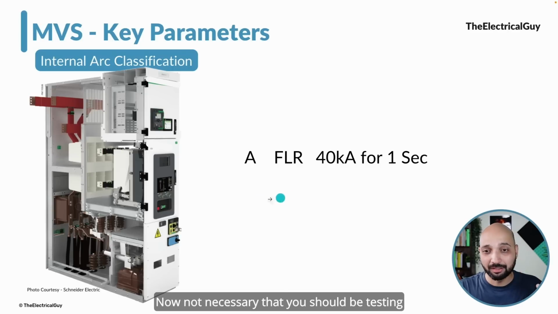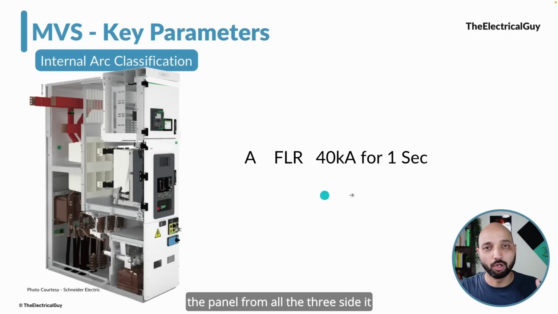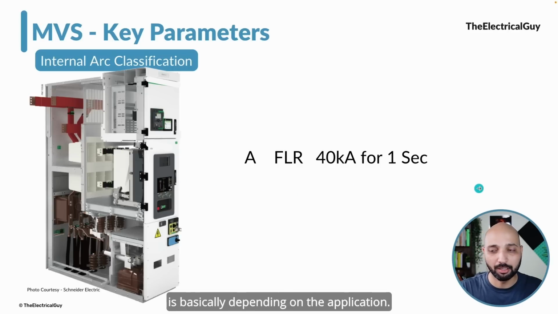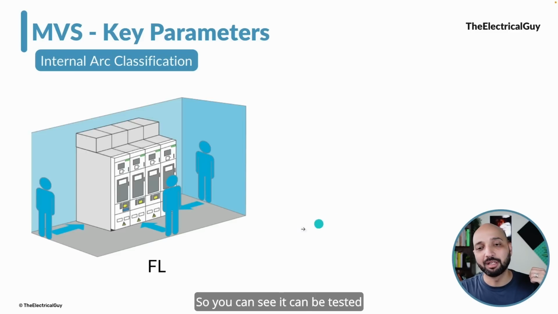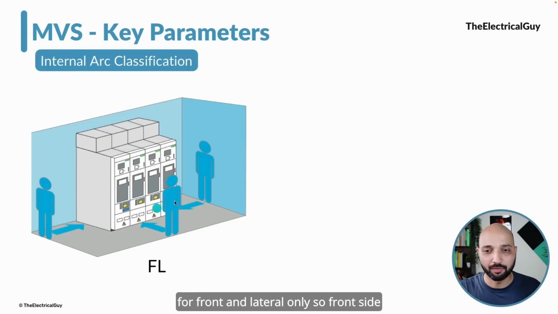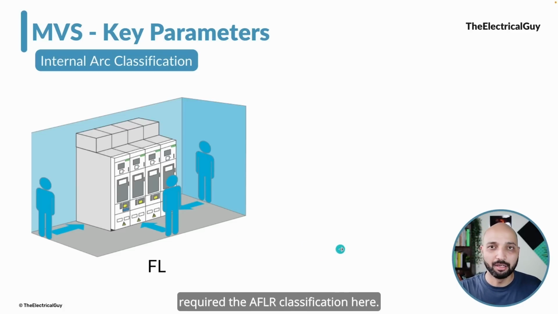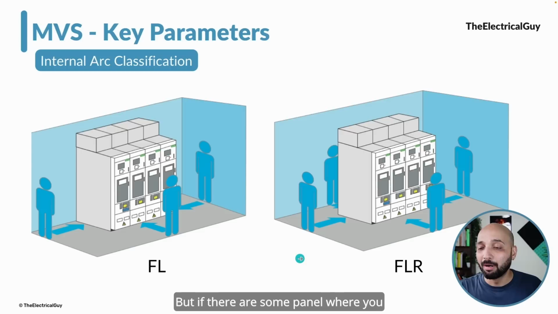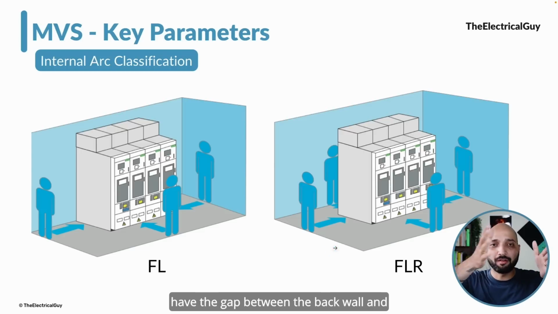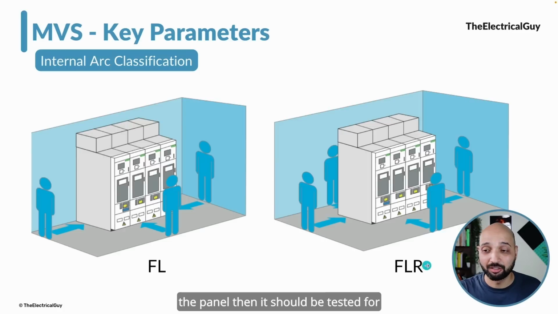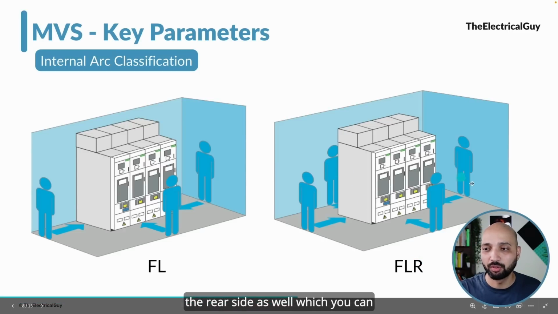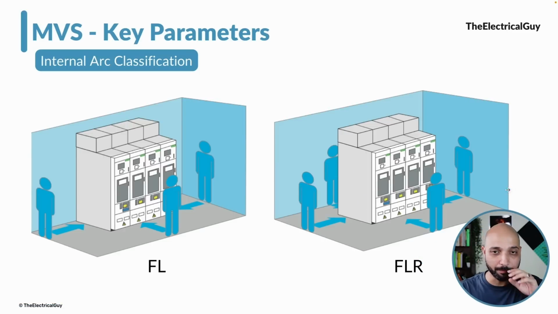Now, it's not necessary that you should be testing the panel from all the three sides. It is basically depending on the application. So you can see it can be tested for front and lateral only. So the front side and both the lateral sides, because since this is directly connected to the wall that we have in the back, it is not required to have the AFLR classification here. But if there are some panels where you have a gap between the back wall and the panel, then it should be tested for the rear side as well, which you can see from the image, right?